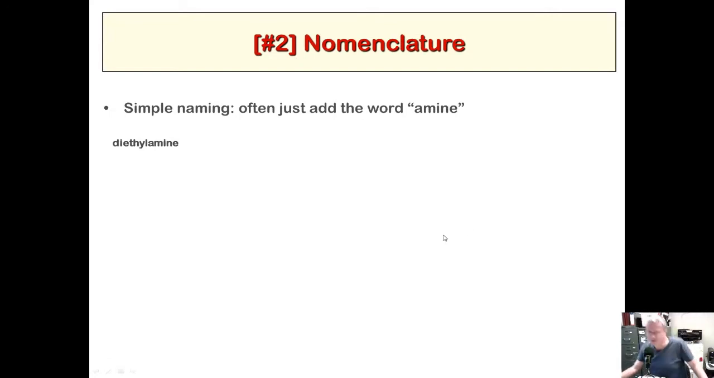The naming is often pretty simple. We just add the word amine at the end, and then there are a couple of tweaks we have to consider. Diethylamine, what do you think it is? Well, it's an amine with two ethyl groups. Cyclohexylamine is a cyclohexane and an amine. So is it primary, secondary, or tertiary? Well, it's probably a primary if it's just got one thing on the nitrogen.